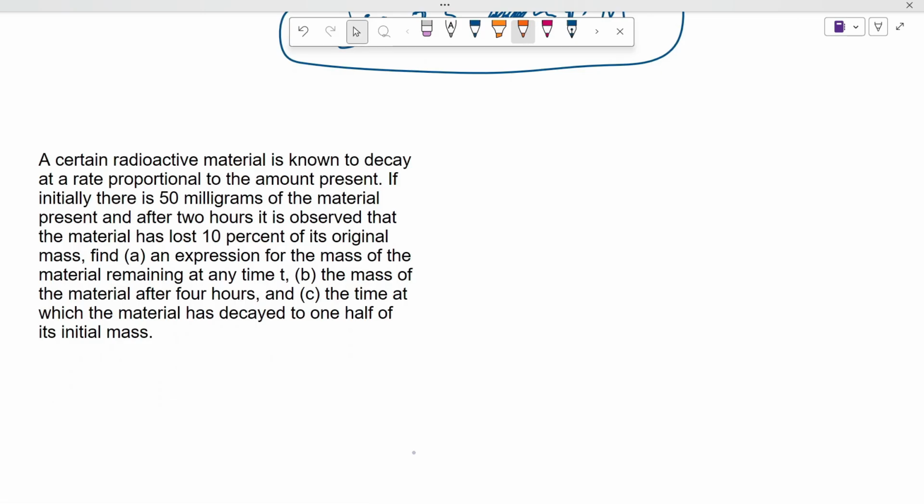A certain radioactive, guys, so this is radioactive. That means the variable we will use is letter X. Gets. So let's proceed to number 19. A certain radioactive decays at a rate proportional to the amount present. Initially there is 50 milligrams of the material present. There's no mention of time, so the time is 0.